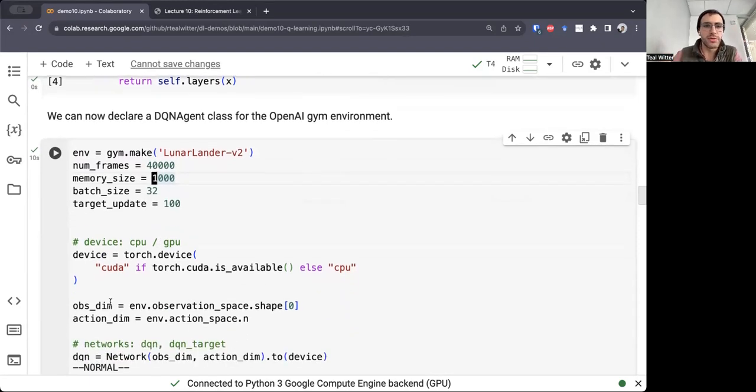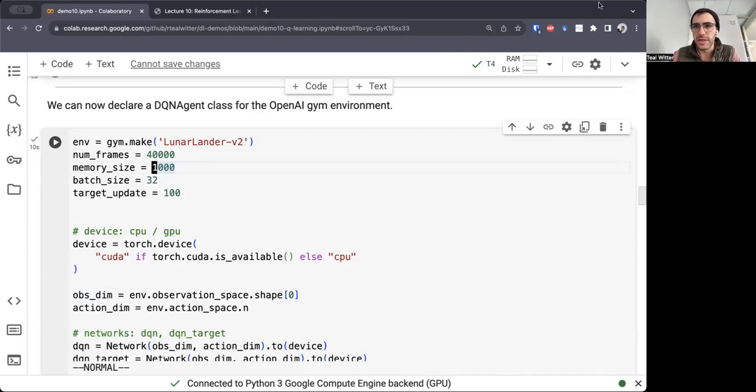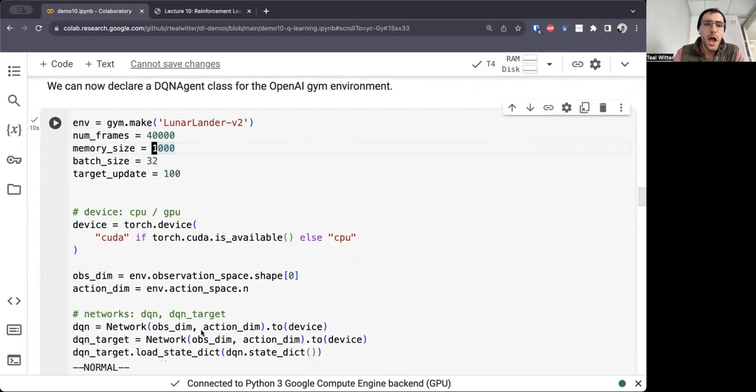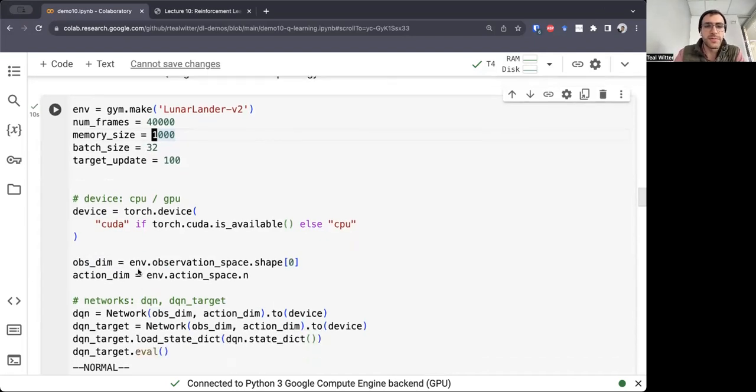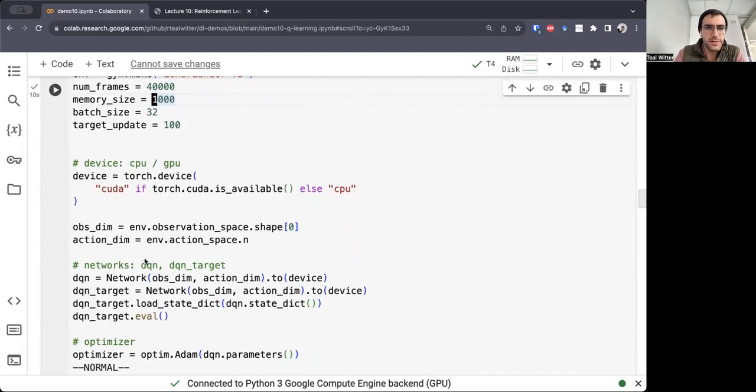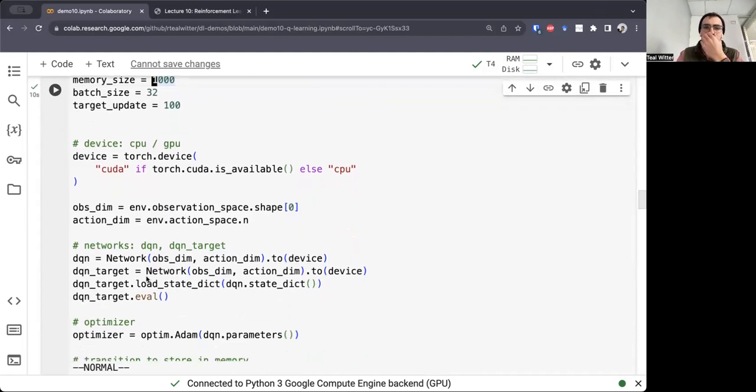We will put this on the GPU if possible, which I think is available. I think we're on the T4 GPU given for free by Google. Thank you very much. We'll get the observation dimension, the action dimension, and then we'll define this network.